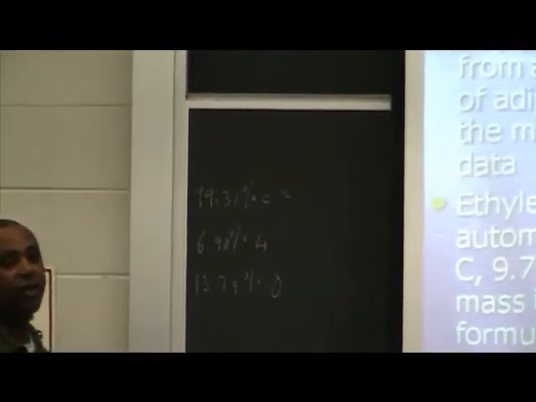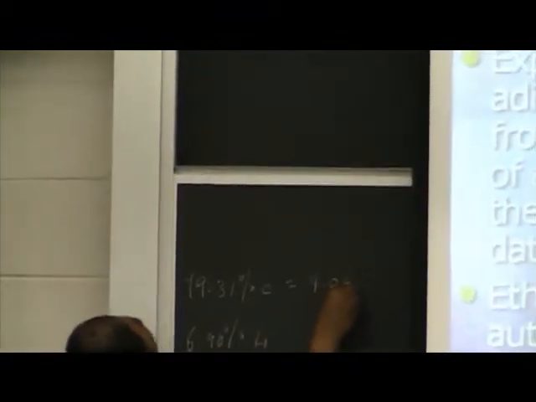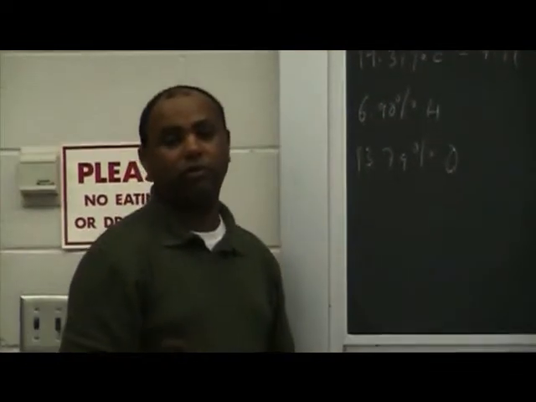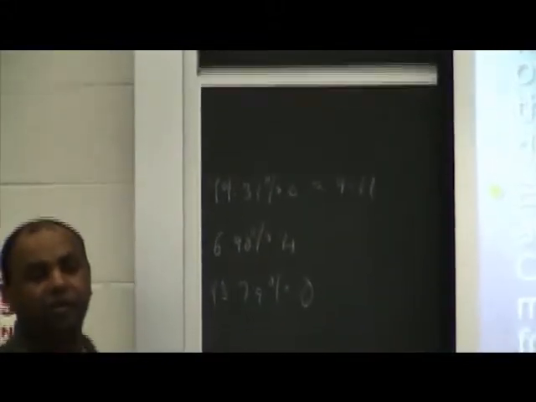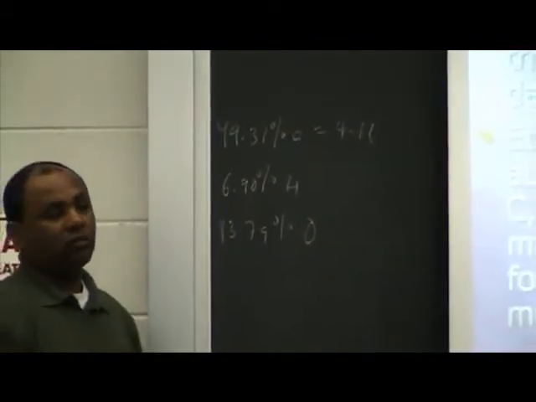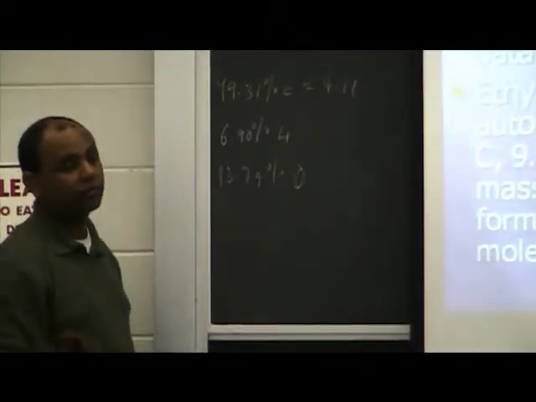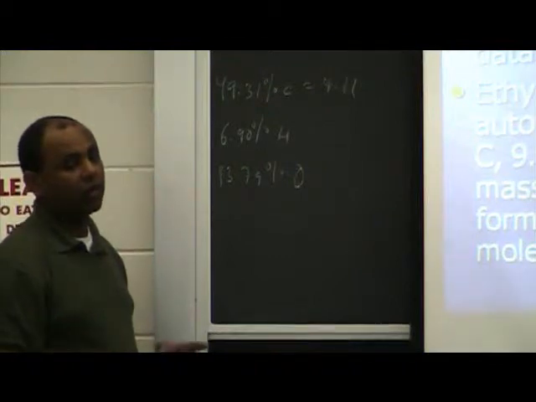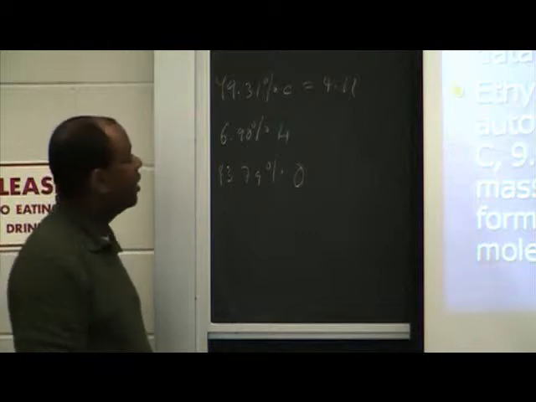49.31% carbon. If you divide, what do you get? 4.09. 4.11. Yes or no? Okay, what's the next number after 0? I got 4.109. So we can say 4.11 is fine, okay?